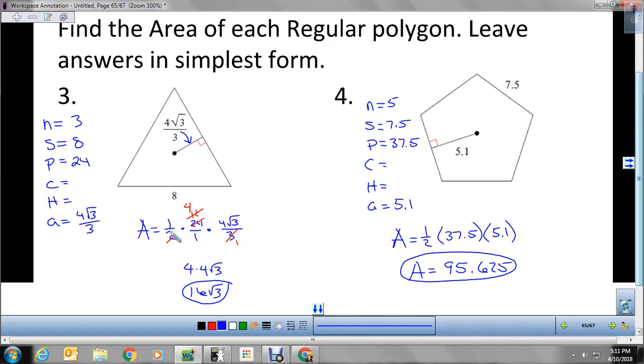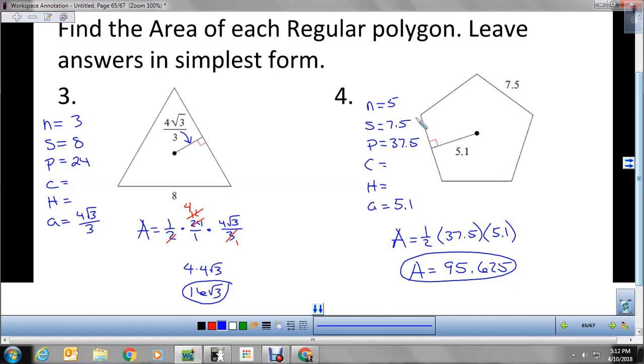Because we're multiplying by fractions, I turn everything into a fraction. So my whole number here becomes 24 over 1, which makes it a fraction. 2 goes into 24 twice, which is 12, and then 3 goes into 12 4 times, so this is how we got the 4 up here. So 4 times 4 is 16, and this becomes 1 times 1 times 1, which is just 1, so we get 16 radical 3. So we do not want to calculate the radical unless they tell us to.